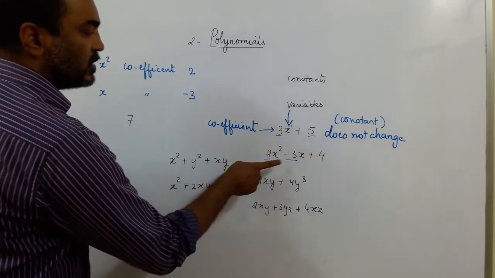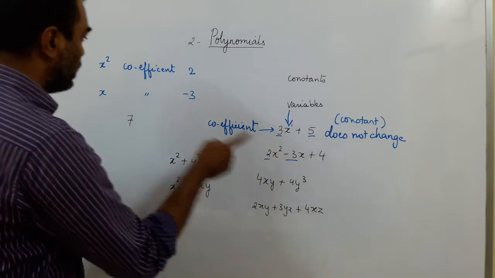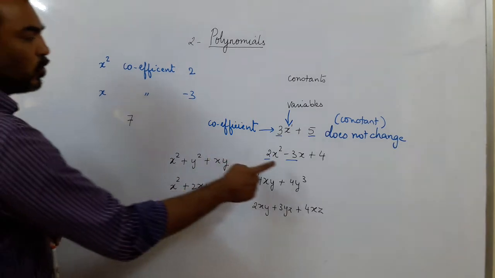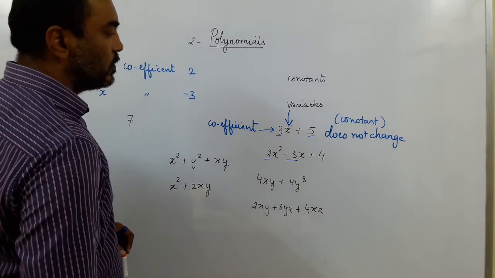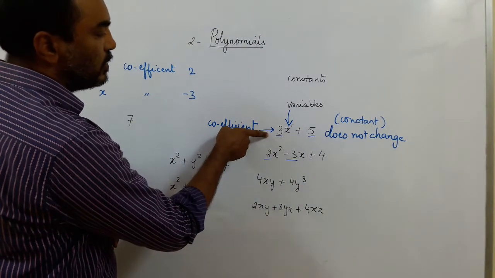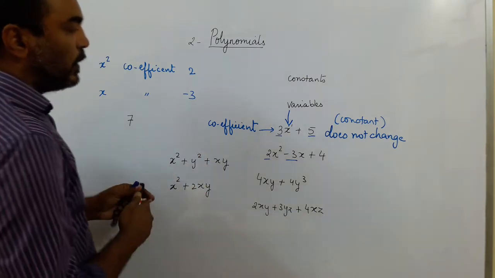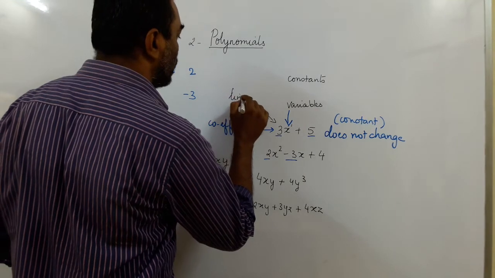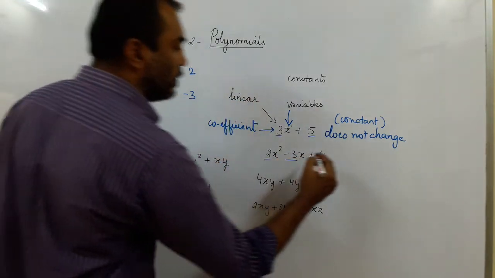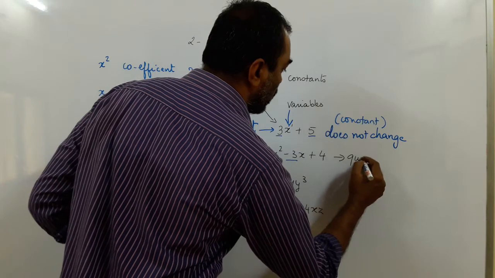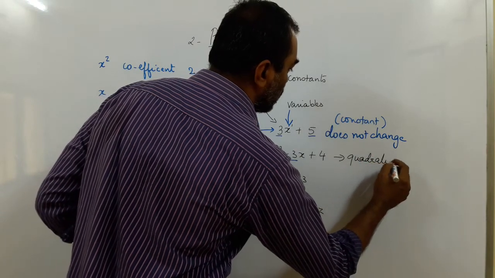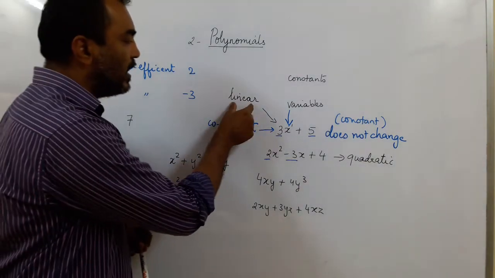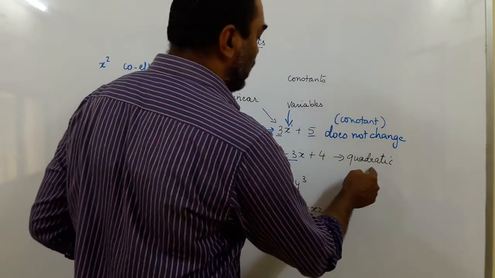Here the degree is 1. The degree of this equation is 2 because the highest power is 2. The coefficient of x square is 2, and the coefficient of x is minus 3. Because this is in degree 1, it is called a linear polynomial. Linear means degree 1, while this is called a quadratic polynomial having degree 2. Remember these words, you have to learn them.